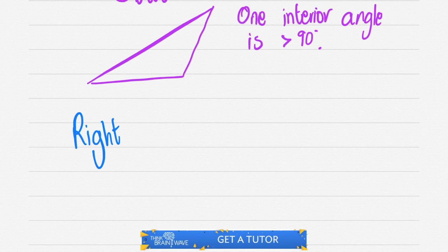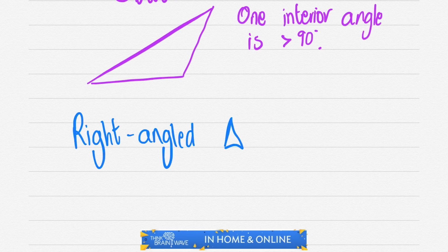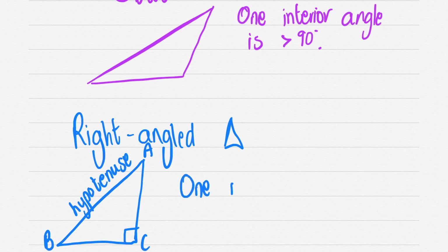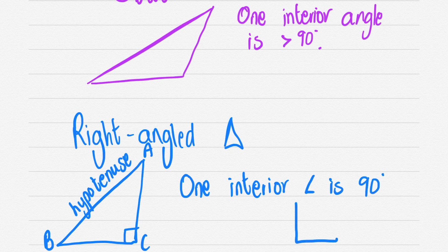The next is the right-angled triangle. We use these triangles when we do Pythagoras. So the right-angled triangle is a triangle that looks much like this, where you have one of the angles being 90 degrees, represented by a box. You then have the hypotenuse. You have angles A, B, C, and we will go further into this when we start doing trigonometry. So we say there's one interior angle that is 90 degrees. Easy game. There we go.